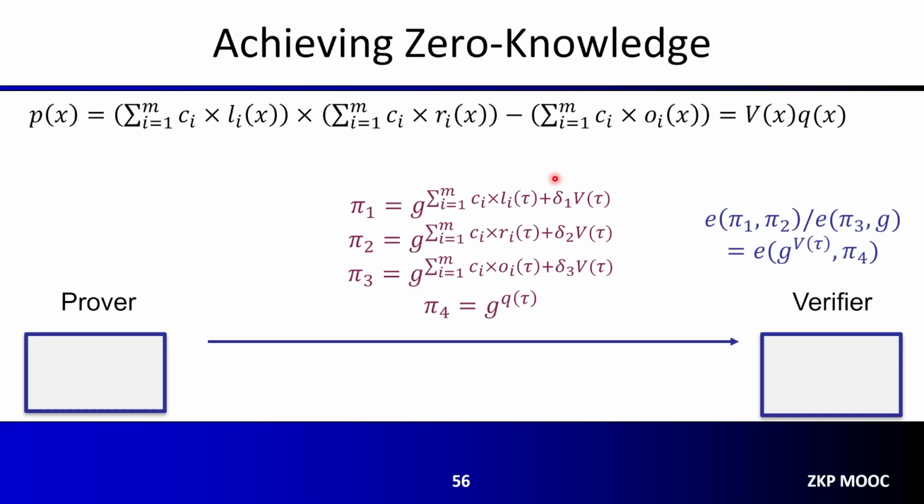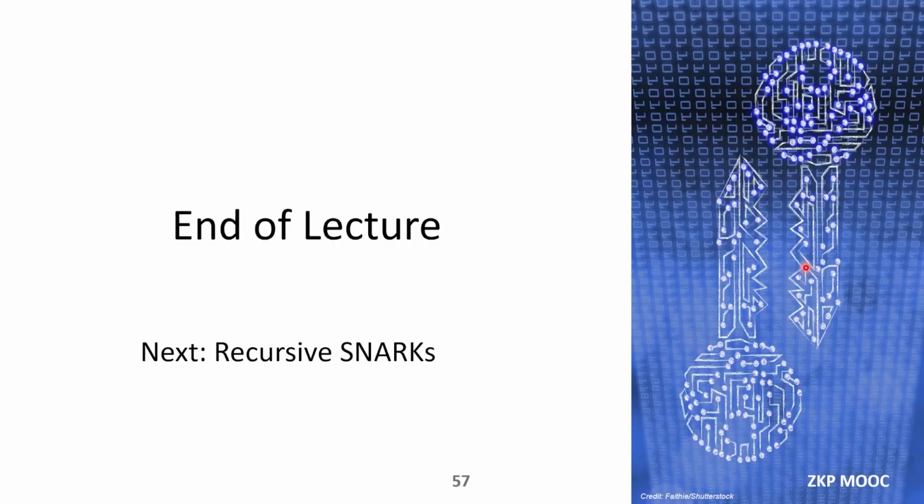So this is the idea to achieve zero knowledge in the original version of the Pinocchio paper based on QAP. And for the Groth 16 version, it is slightly different, but still you're adding some randomizers to these proofs and still preserving the pairing equation to check. So that's the variant of zero knowledge. So that is everything we're going to talk about for SNARKs based on linear PCP and QAP. And in the next lecture, we'll talk about the construction of recursive SNARKs. So thank you for listening.